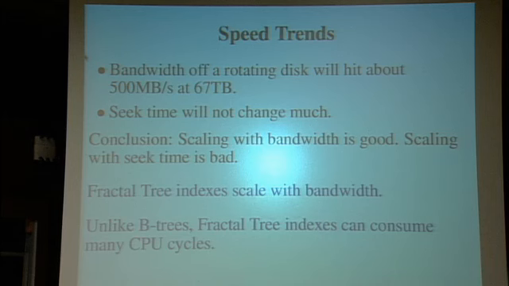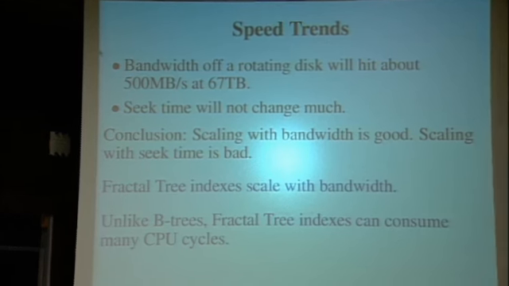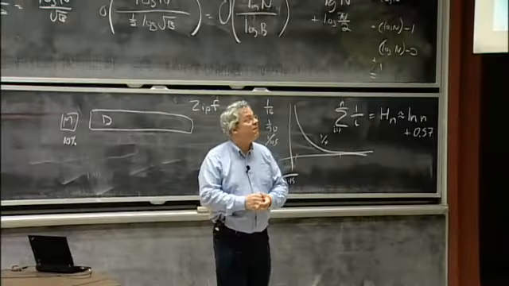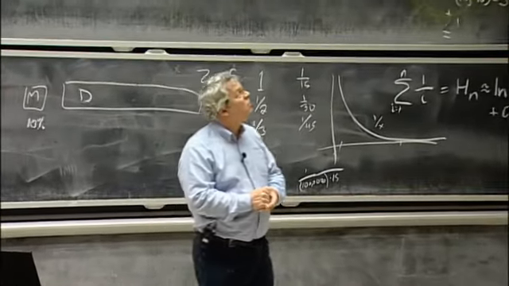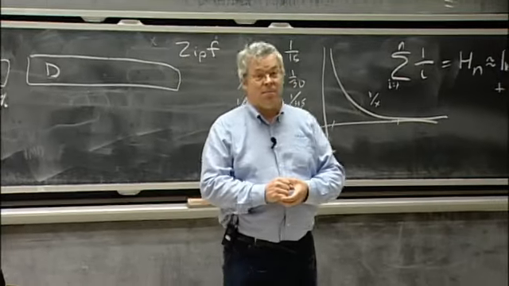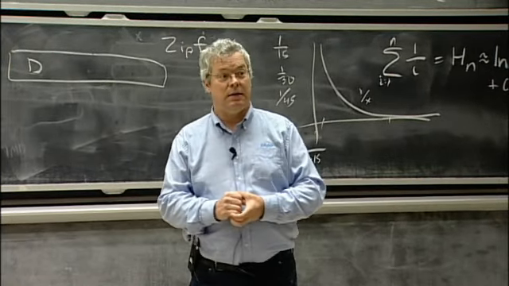So if you quadruple the storage on the disk because you've made the bits twice as dense in each dimension, then one spin of the disk sees twice as many bits, not 4 times as many. So that projects out to something like disks that are 500 megabytes per second. So how long is it going to take to back up a 67 terabyte disk drive?